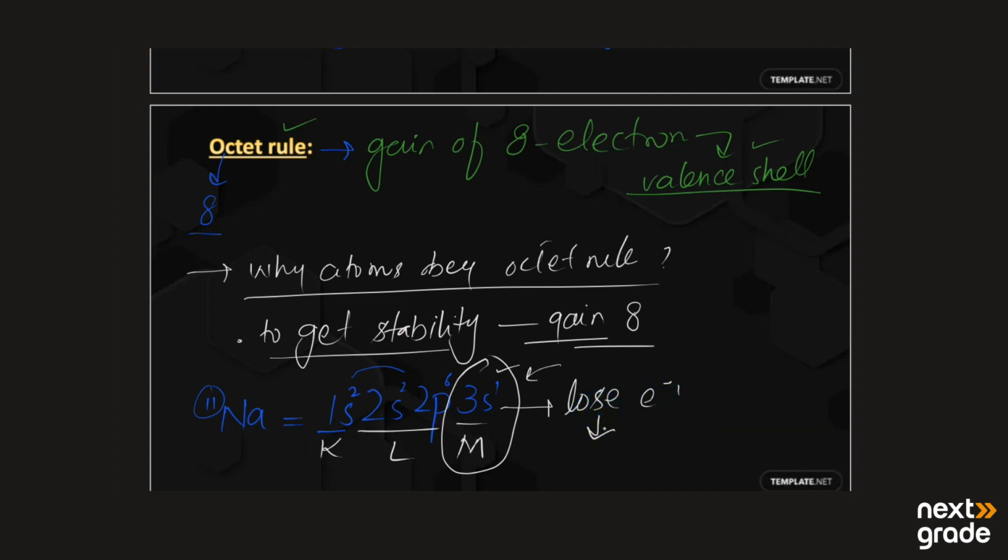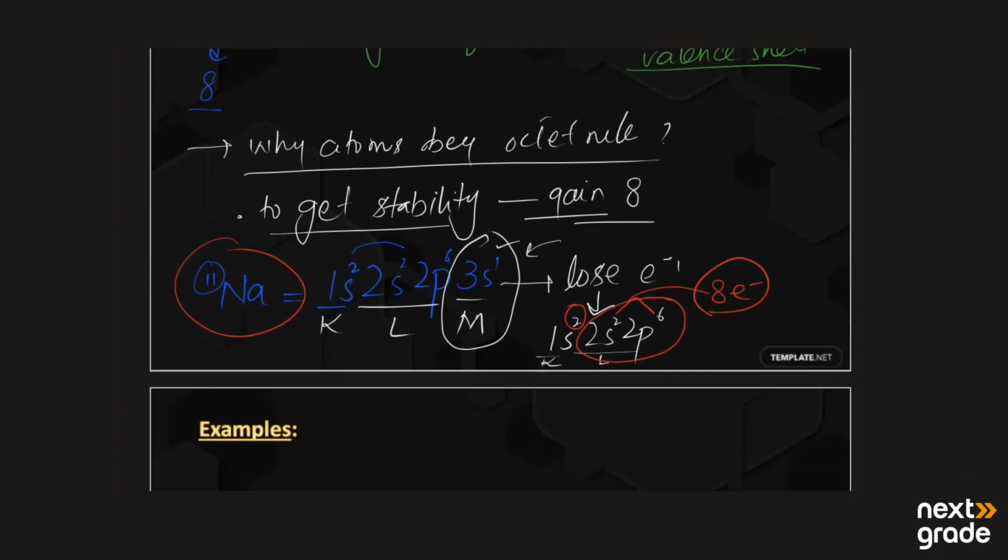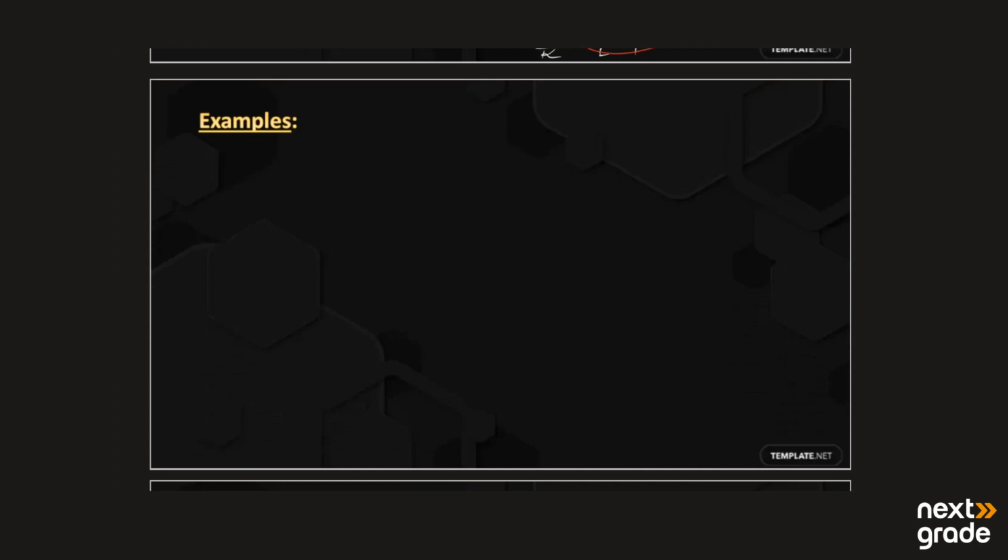After losing the electron, its new electronic configuration will be 1s2, 2s2, 2p6. The first shell is K and the second shell is L. Now it has 2 electrons in the first shell, and in the valence shell it has 2 plus 6, total 8 electrons. So in turn, sodium obeys the octet rule. Let's discuss more examples related to the octet rule.